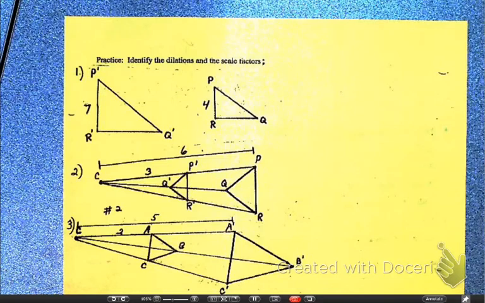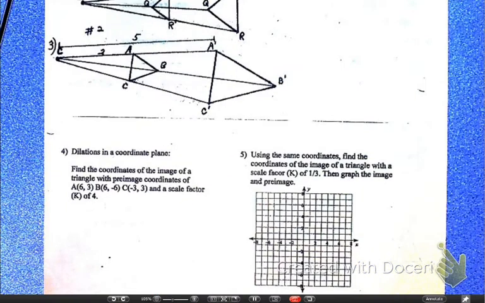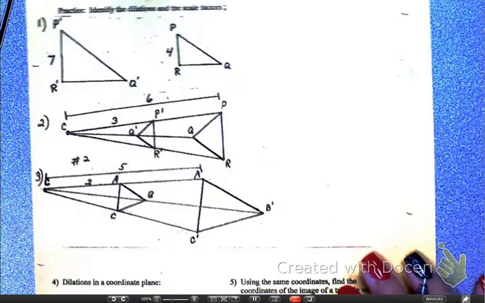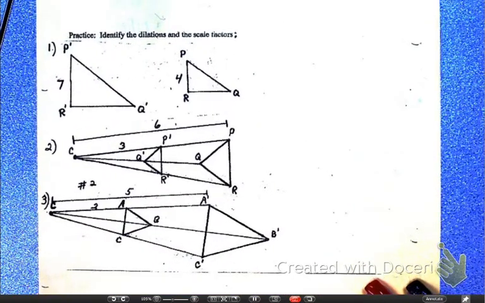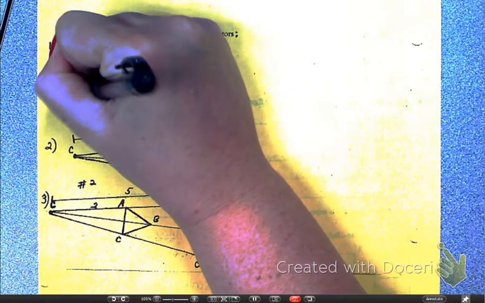So why don't you do the first one for me? I'm going to let you take a second, identify image and pre-image, and then see if you can identify the scale factor. And you can't see that, so how about I do that? There we go. Can someone from group E tell me which one my image is and which one my pre-image is? The first one is the image, the prime, and the second one is the pre-image. Okay.